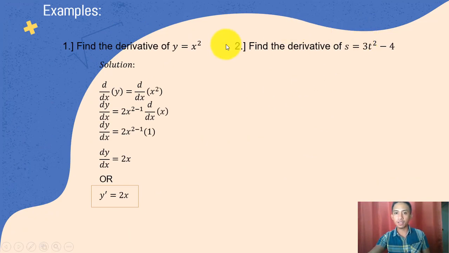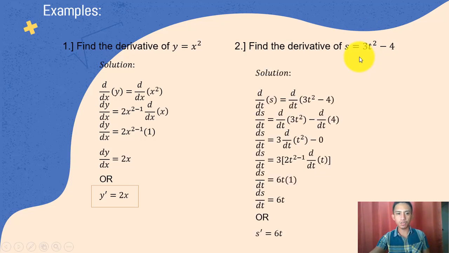Okay, so let's go to the second example. Again, the answer should be 60. Now, just like what we did here, differentiate both sides, okay? So if I differentiate, your variable here is s depending on t. So we will differentiate with respect to t, both sides. I will differentiate s with respect to t, that is your ds/dt, which is the derivative of s.